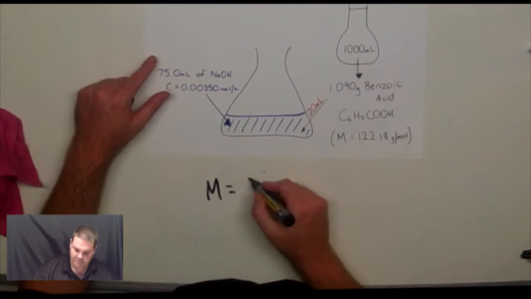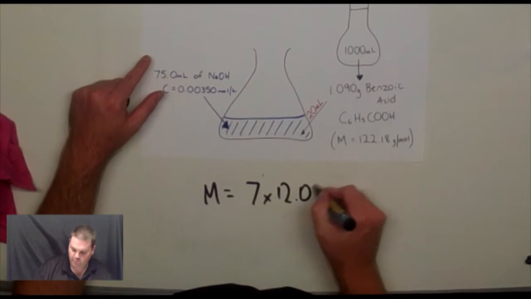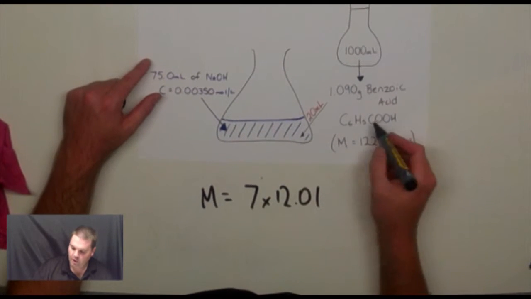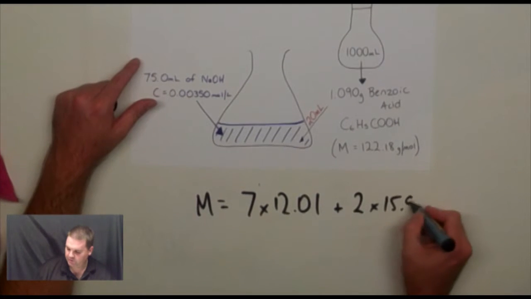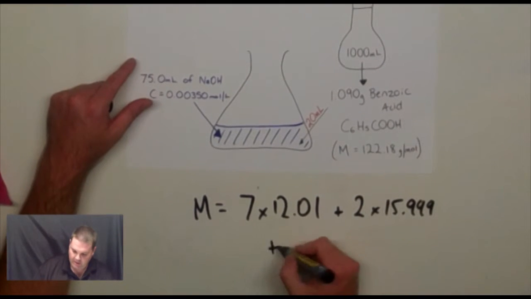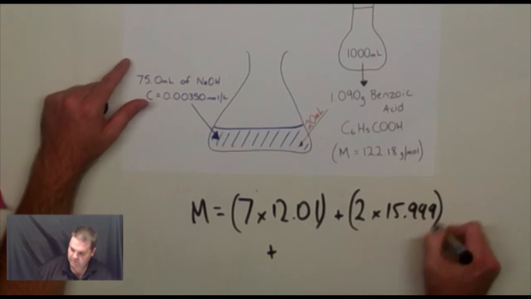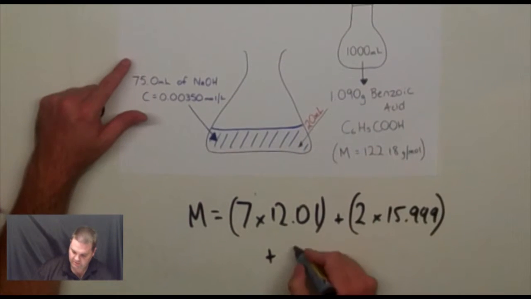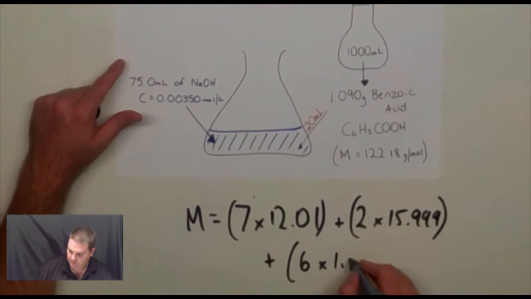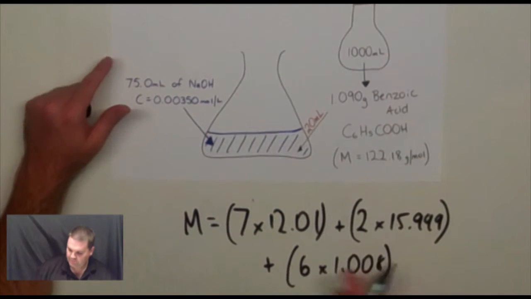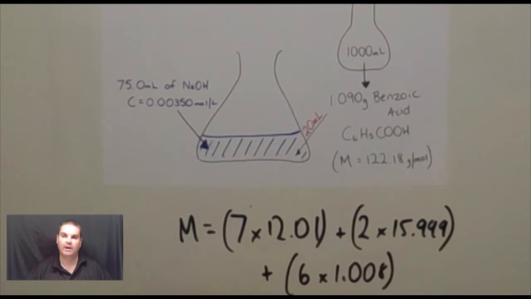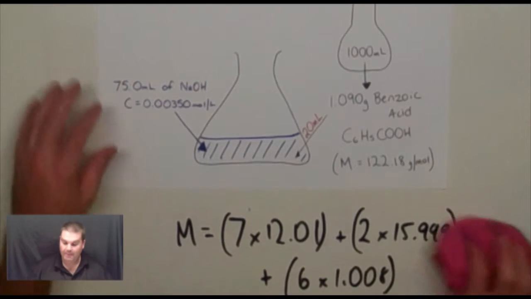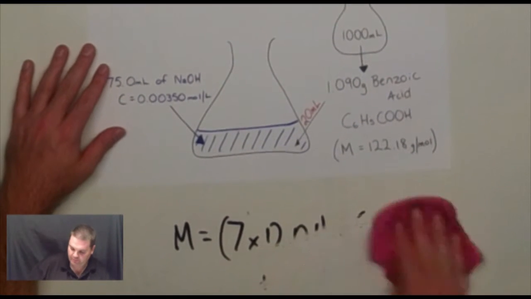So 7 carbons, so it's 7 lots of 12.01. We've got 2 oxygens, so it's 2 lots of 15.999. And we've got 5 there, another 1 there, so 6 lots of hydrogen, which is 1.008. Add all those up and you get a molar mass of 122.18 grams per mole. Make sure you can do those, they should be bread and butter for you.